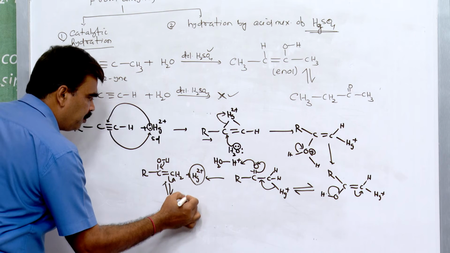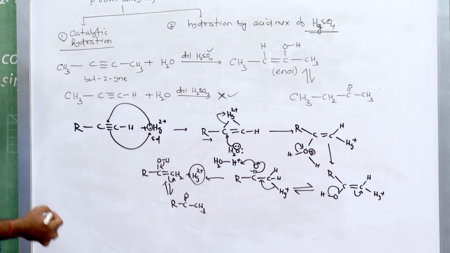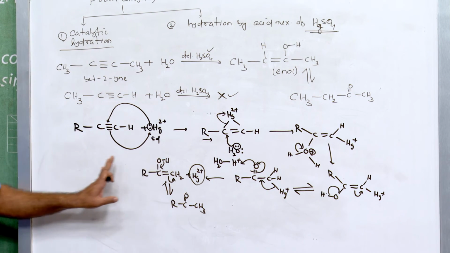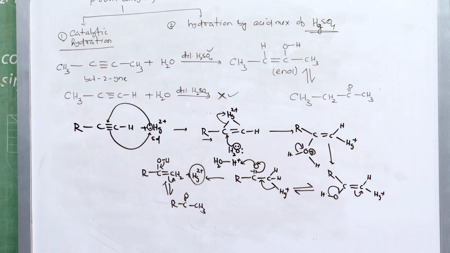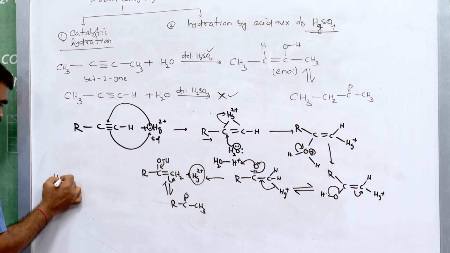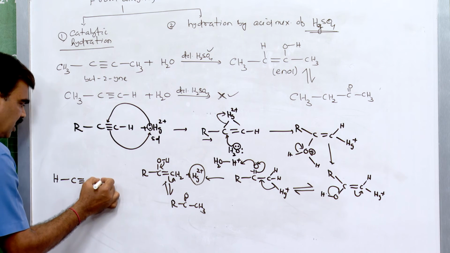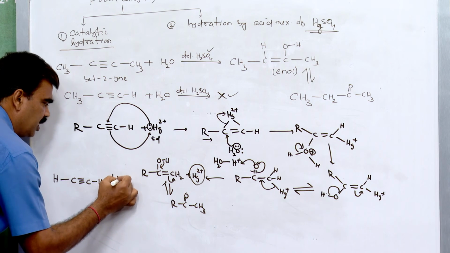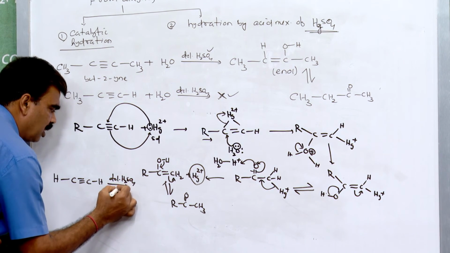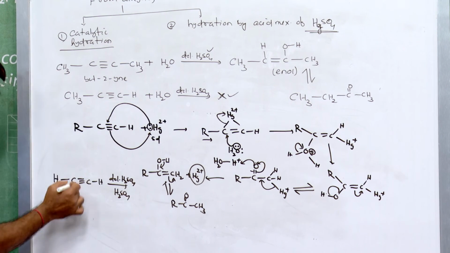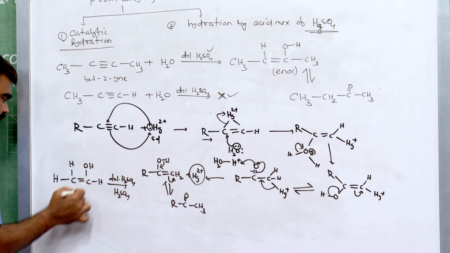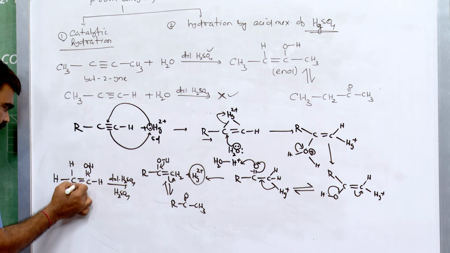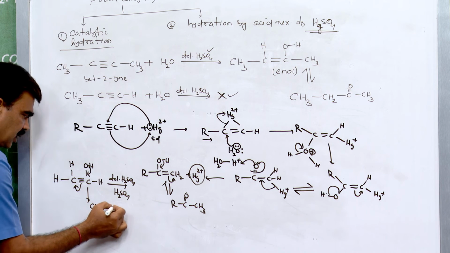So RCOCH3, right? So in this way your mercury catalyzes the addition of water to alkyne, and we get aldehyde or ketone. So many times it has been asked in the examination how will you prepare or what happens when acetylene is treated with dilute sulfuric acid in presence of mercury sulfate. What is your answer? You just simply add H at one side and OH on the other side, right? And this is enol and enol is tautomerized, you will get acetaldehyde. So this is the answer.